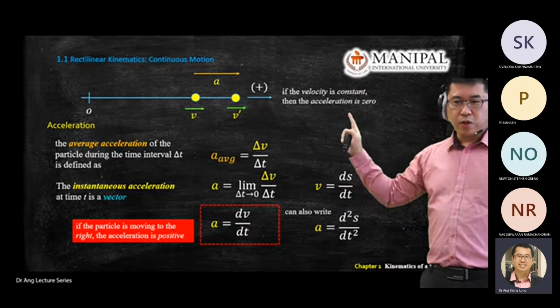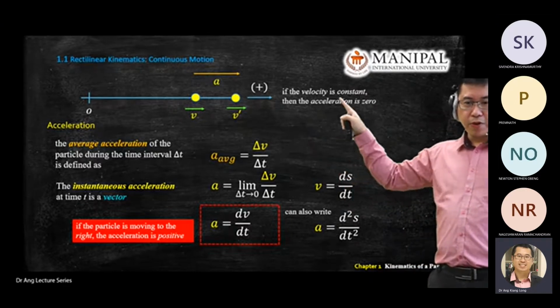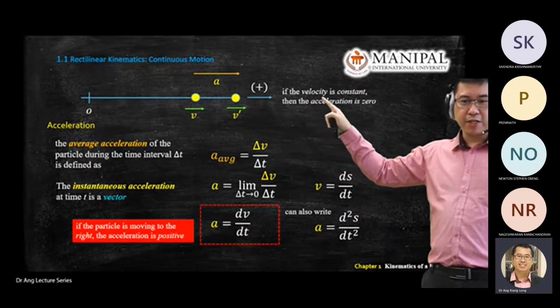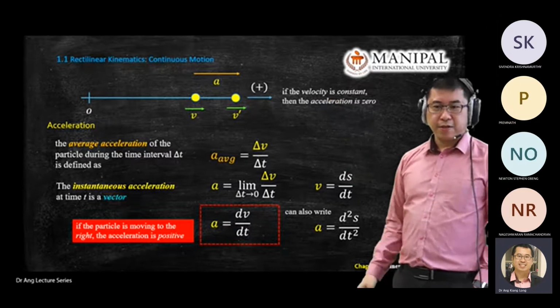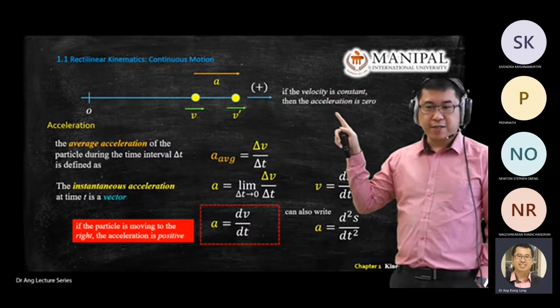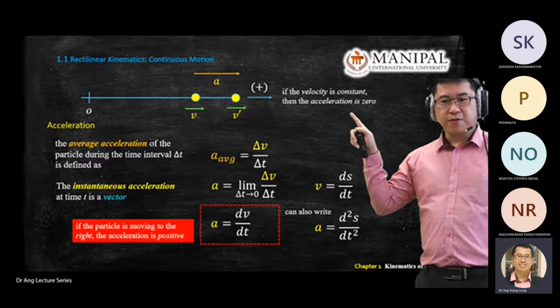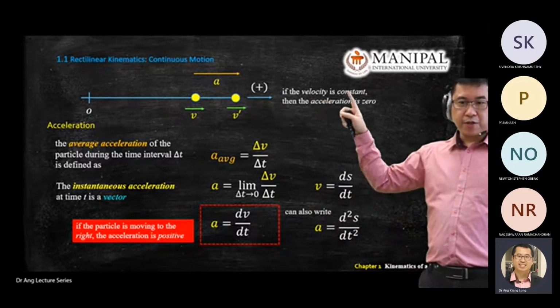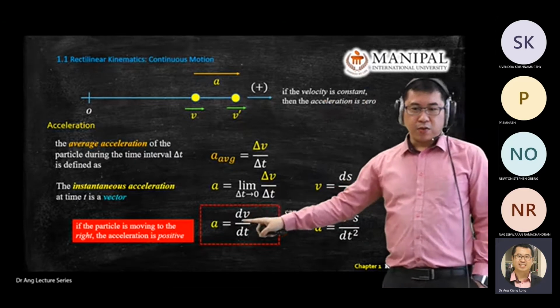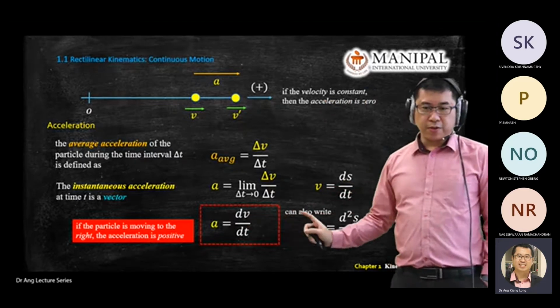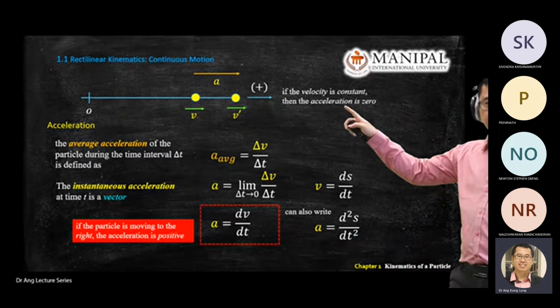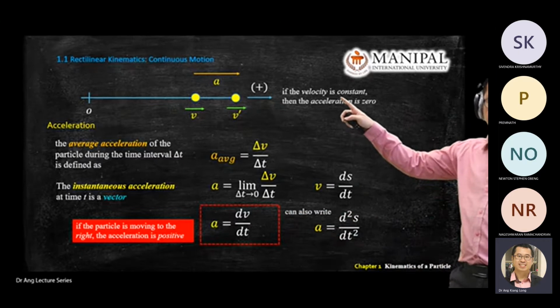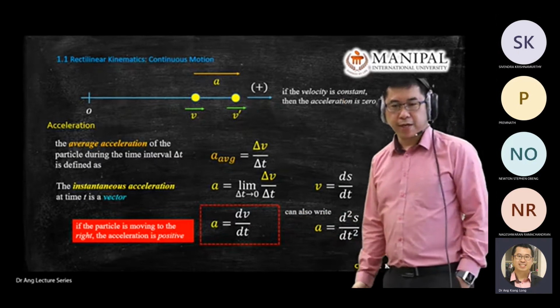This we won't tell you, but we will purposely mention velocity is constant. So you write this statement in the answer, it will give you 1 point for that. Or you can write velocity constant, a equals dv over dt equals 0, you get 1 point for showing your understanding of what happens if velocity is constant. Okay.